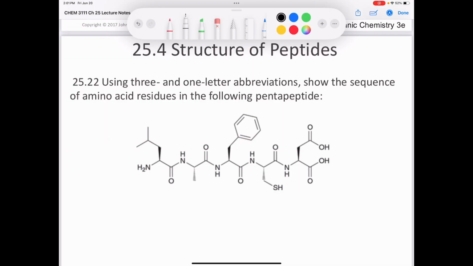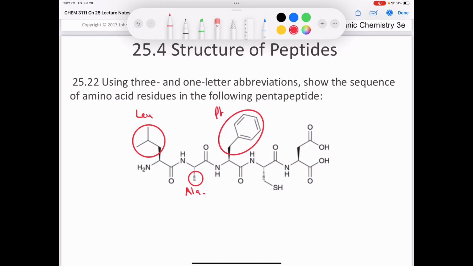And the next question is just using one-letter and three-letter abbreviations. So again, you don't have to memorize the amino acids in this class. I don't think it's a bad idea because you will have to memorize them for biochemistry. But all we have to do is look at the R groups here. So we can see we have an isobutyl group here. So that represents a leucine. Then we have a methyl group here. So that's an alanine. Then we have a benzyl group here.